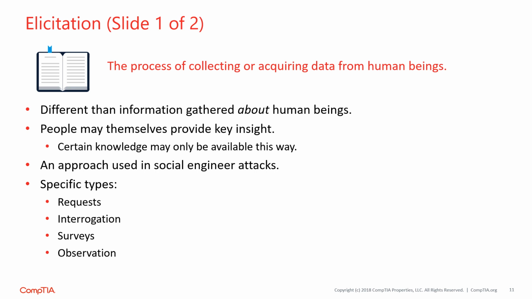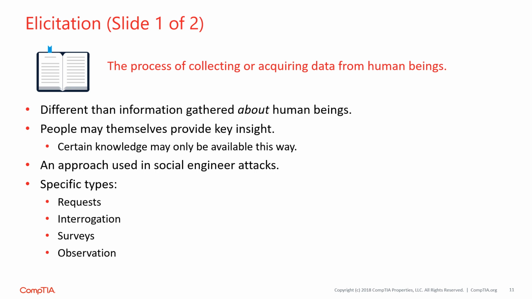Some specific elicitation techniques include requests. This is where the social engineer in a trusted position requests that the target provide them with some useful information. This is the most direct method of elicitation. Or interrogation. This is where a social engineer directly asks people questions with the intention of extracting useful information. The social engineer may be posing as an authority figure to improve their chances of eliciting answers. Or through surveys. This is where the social engineer indirectly collects data from individuals, and surveys are effective where interrogation is not a viable option.